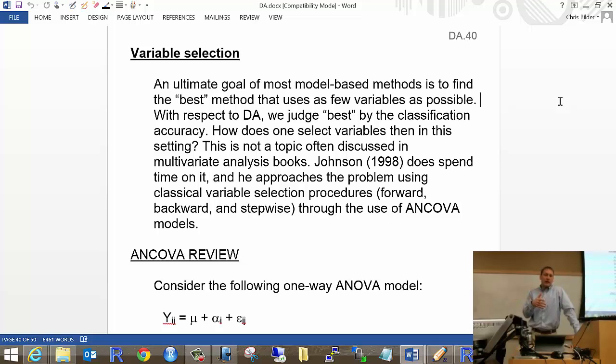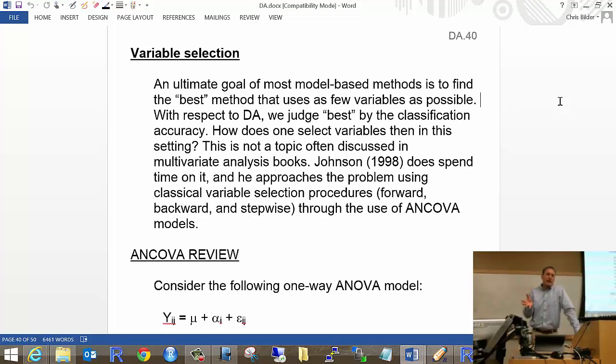And actually, Dallas Johnson in his 1998 book does do that. And I've actually talked about variable selection every time that I taught this course previously, but I've decided to change things and not actually talk about it. And here's why.